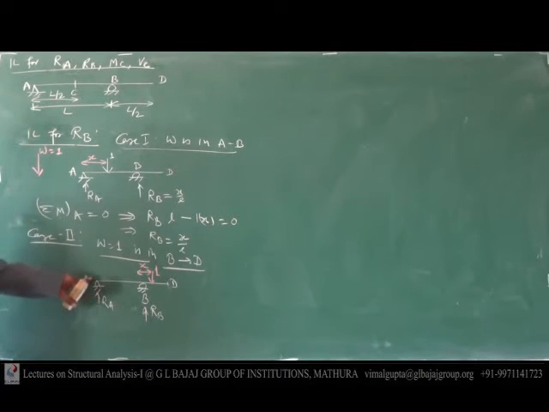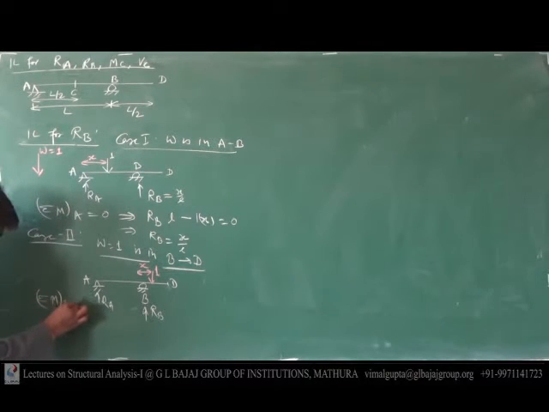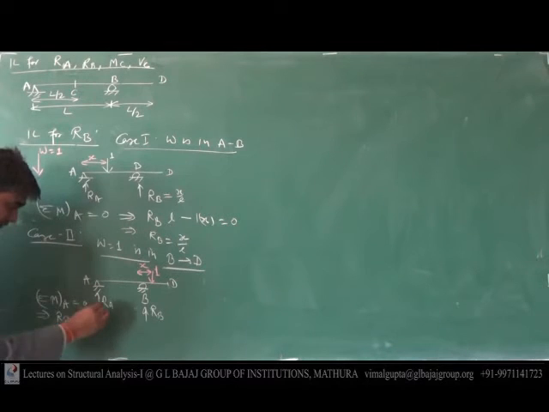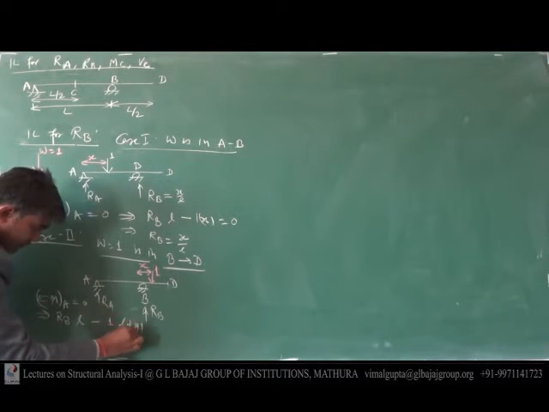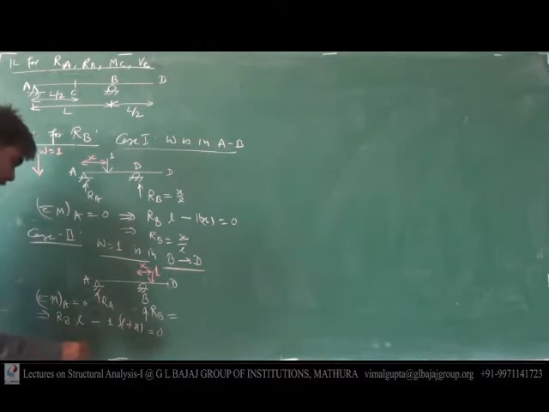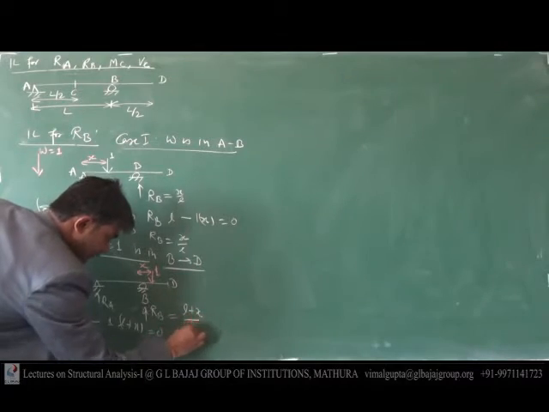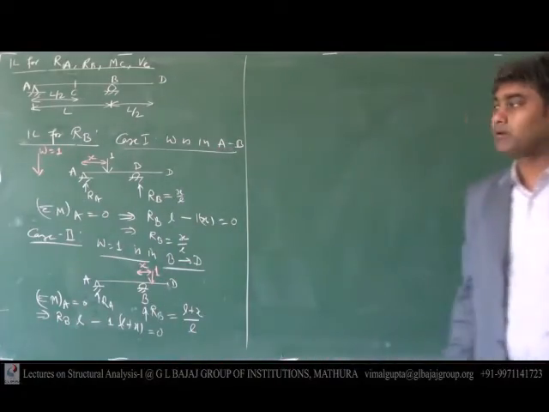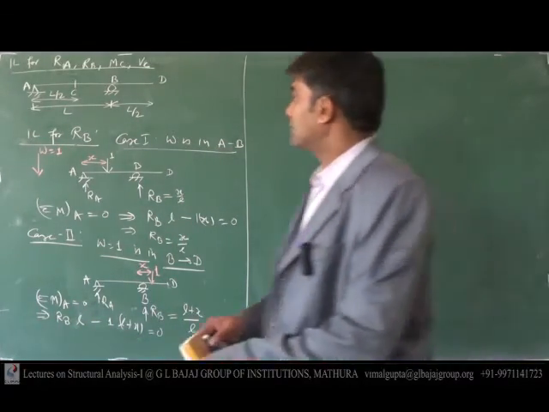So again, equate sigma M about A equals to 0. What we will get? RB into L, this one anti-clockwise and this is clockwise, so minus 1 into L plus x equals to 0. So we will get RB equals to L plus x by L. Now we can plot.